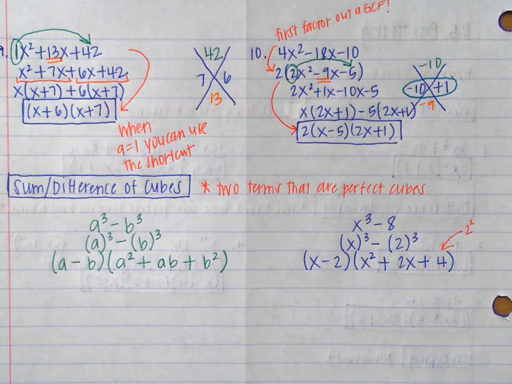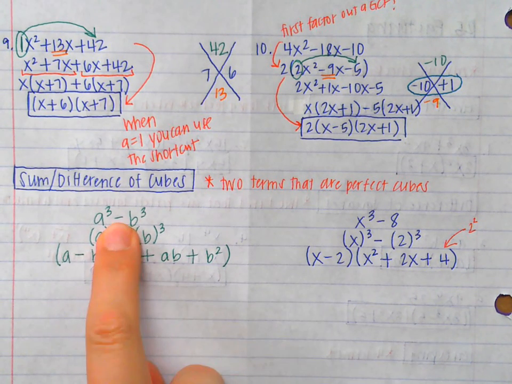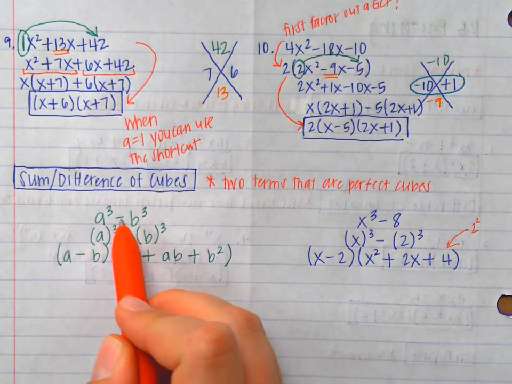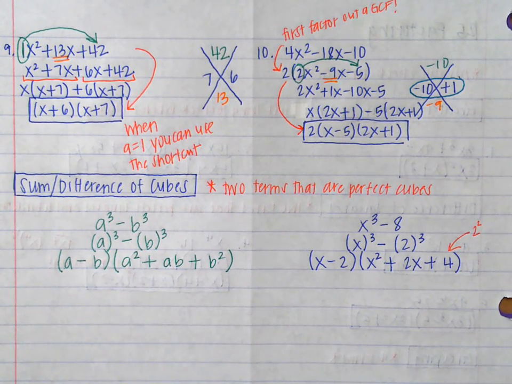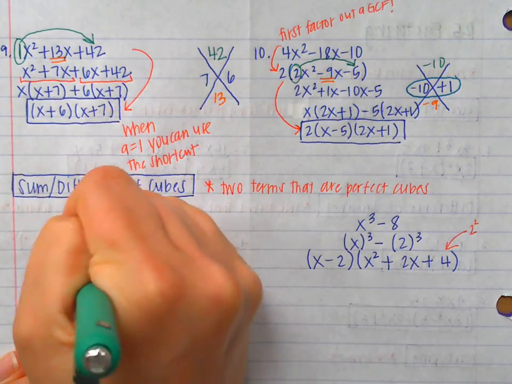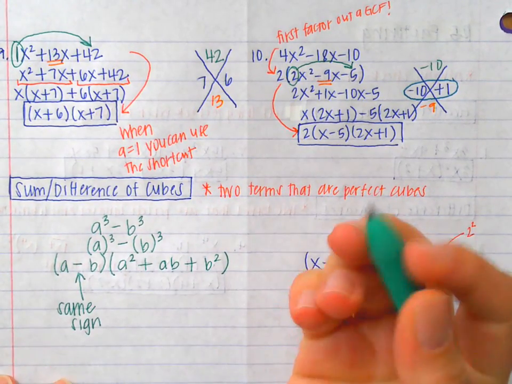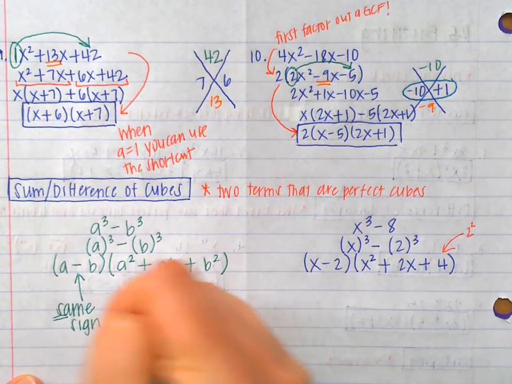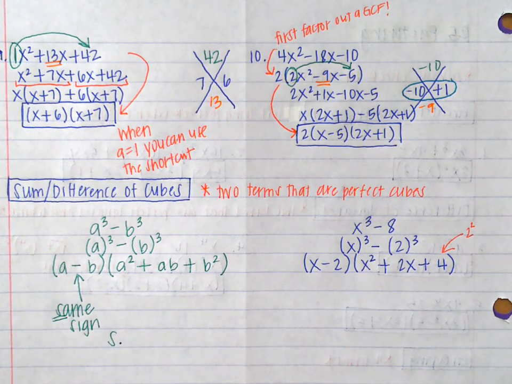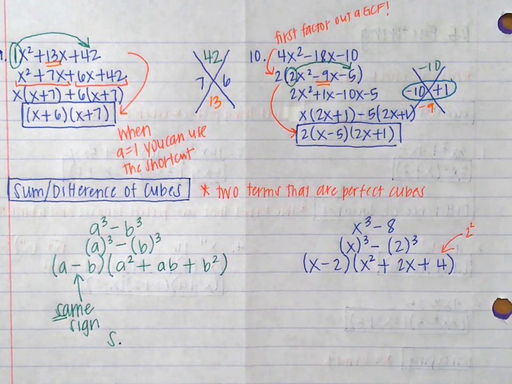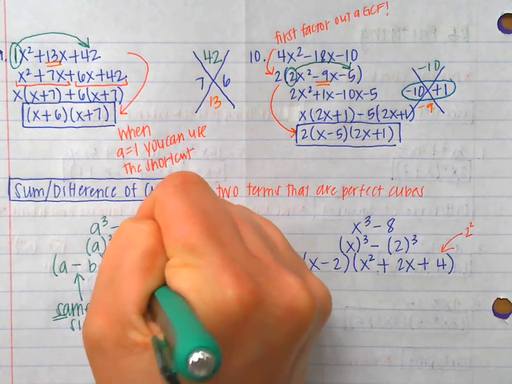Now let's talk about the signs, because it does change if the number in between is a plus. We have an acronym that helps us remember the signs. The first one is always going to be the same sign, so we're going to use that S with our acronym. If it's a minus, it's a minus, minus, minus. This one is the opposite sign.